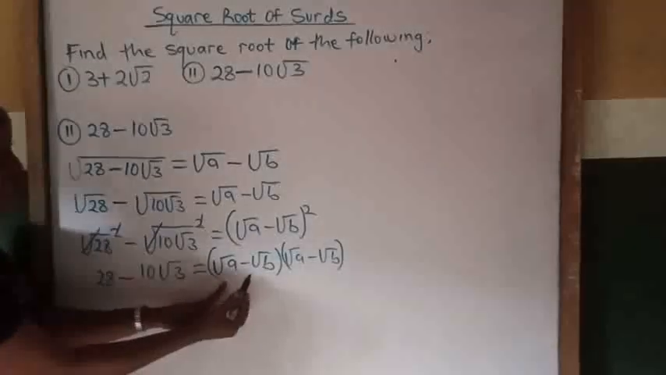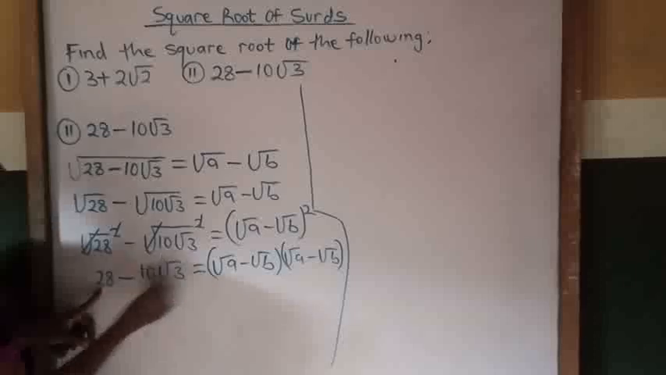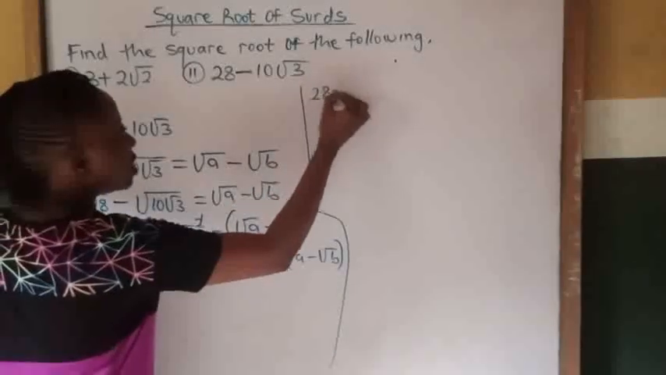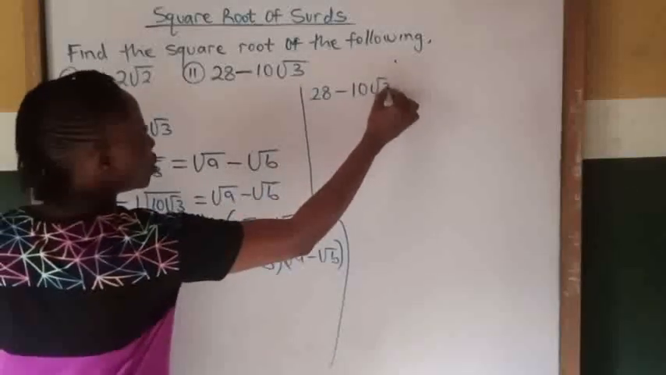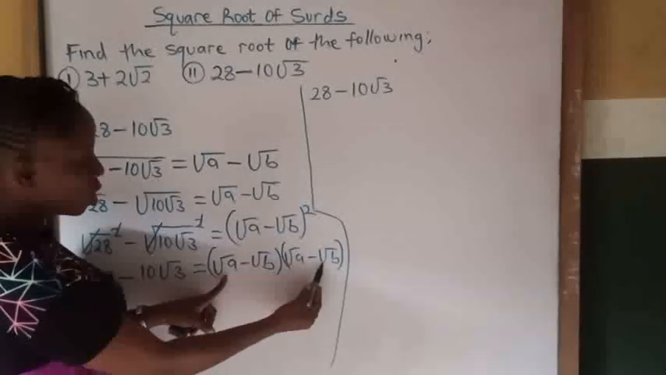So we open these brackets now. We are going to open the bracket. So we have 28 minus 10 root 3. So let's open this bracket. We use the first term of the first bracket to open the second bracket.